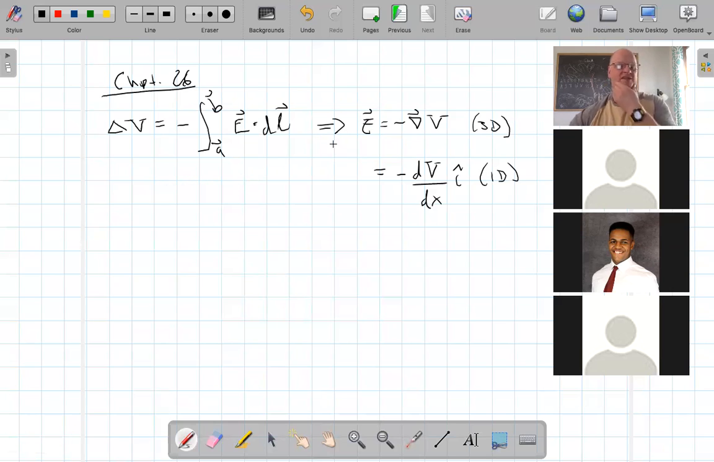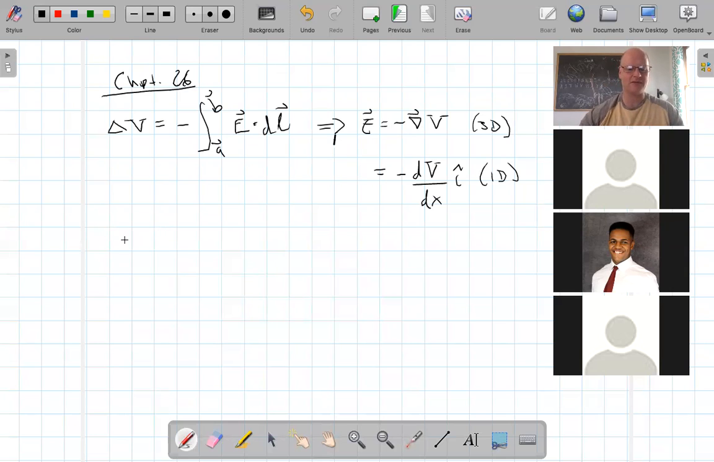Okay. So again, this one says that if I know the electric field, I can determine the potential between 2 points by integrating over the electric field. This one says if I know the potential at every point in space, I can find the electric field at any point in space, or at least throughout the entire space. And when I know the specific point I want, it is evaluated at that particular point.